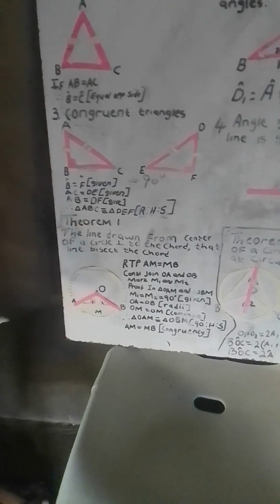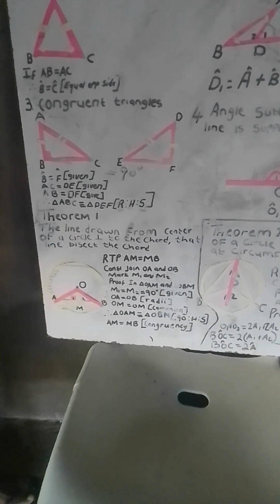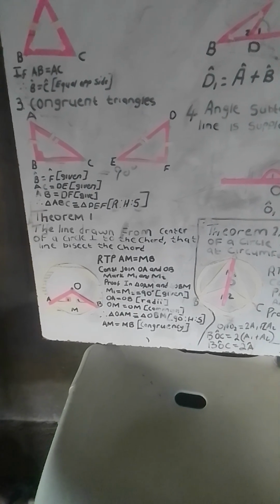This line is joining two triangles. So we can say OM is equal to OM, common. So we can conclude that the two triangles are now congruent to each other. So once the two triangles are congruent to each other, it means that they share equal sides and angles. Okay. Now we can conclude that AM is equal to MB.